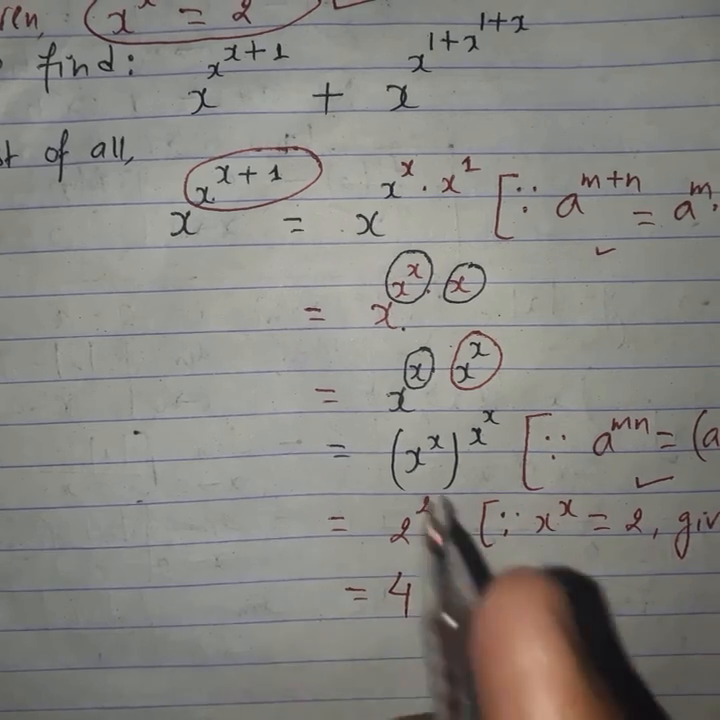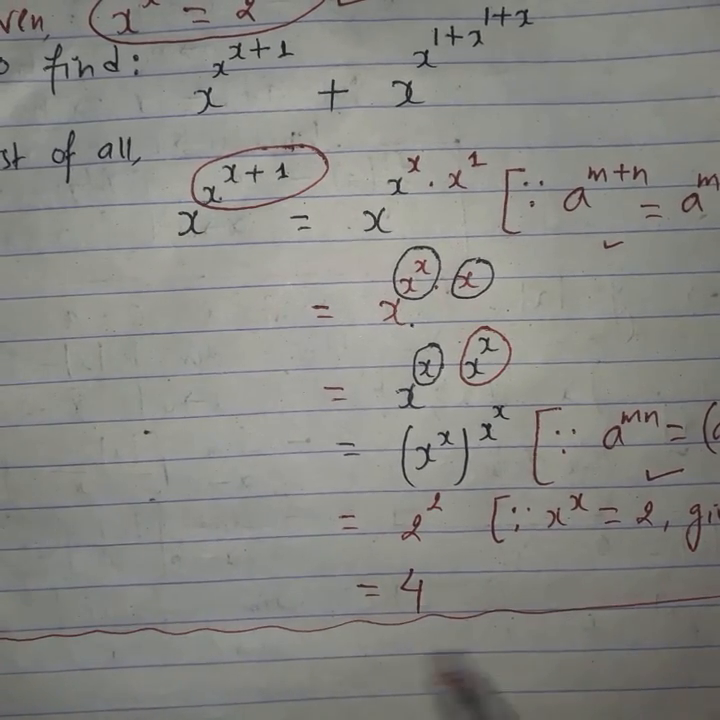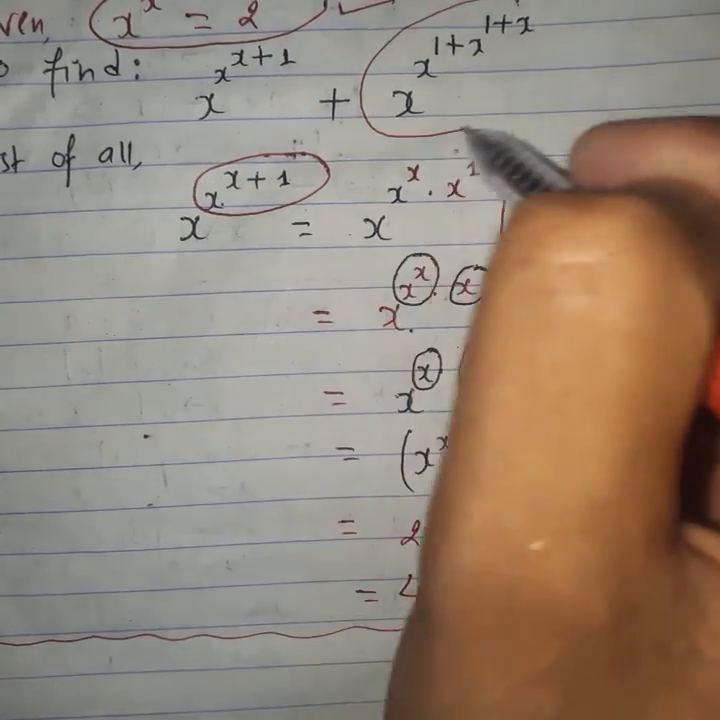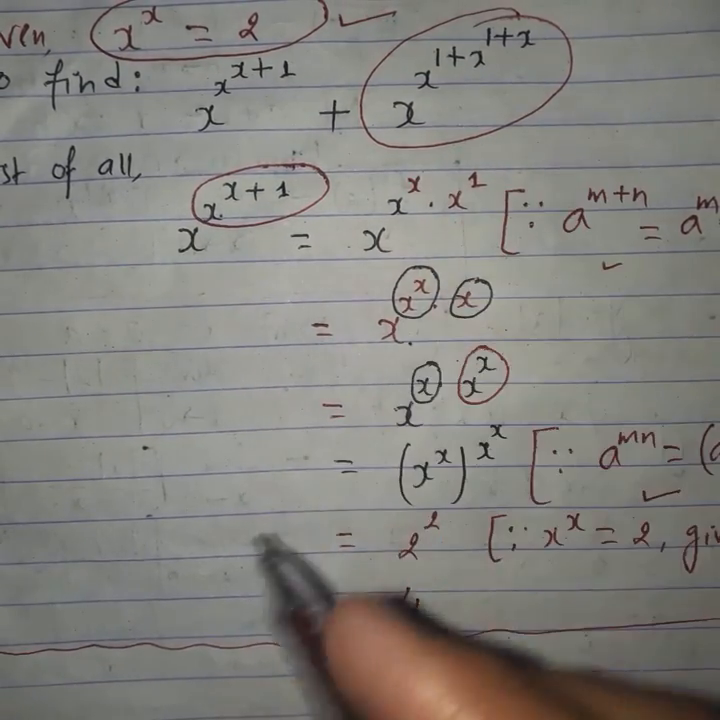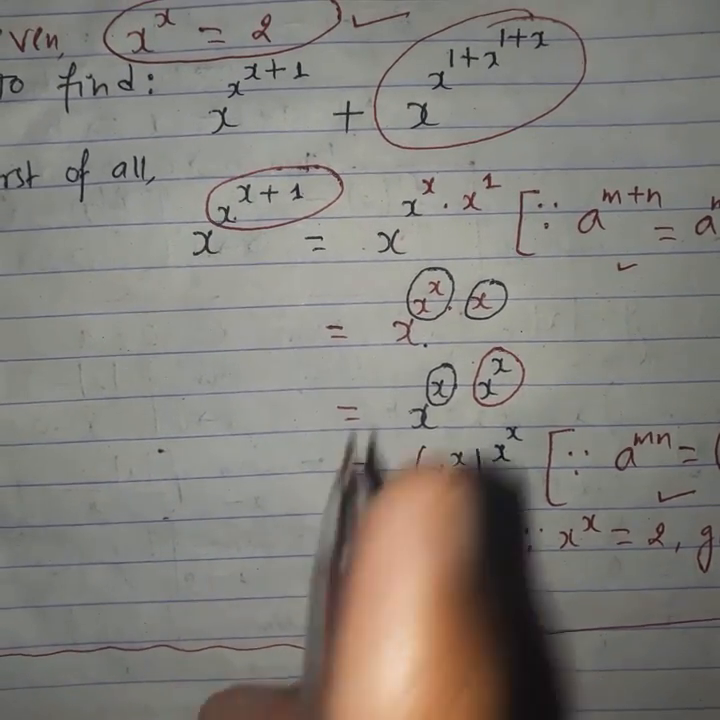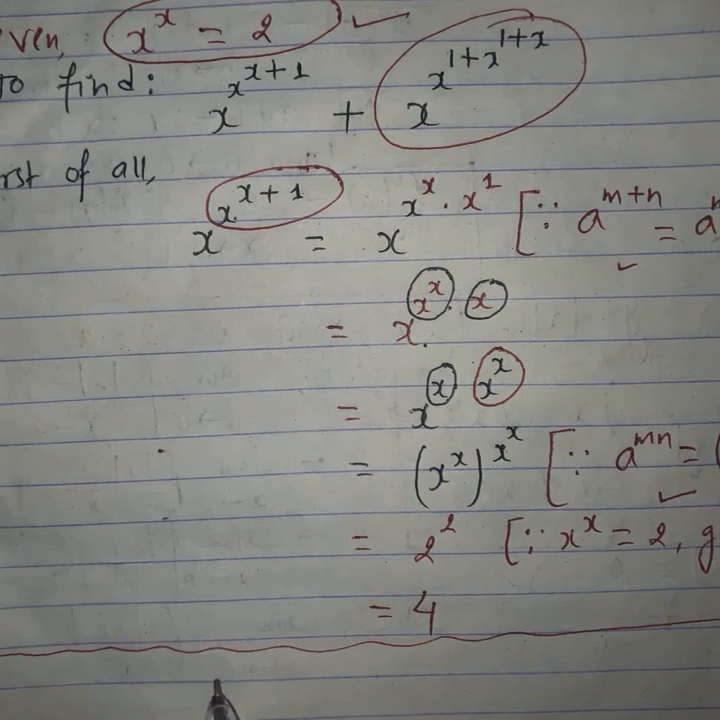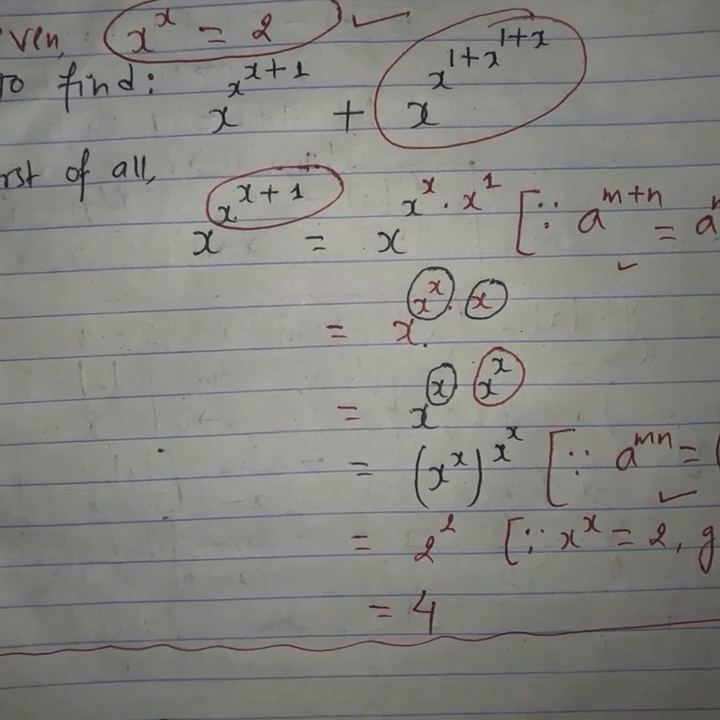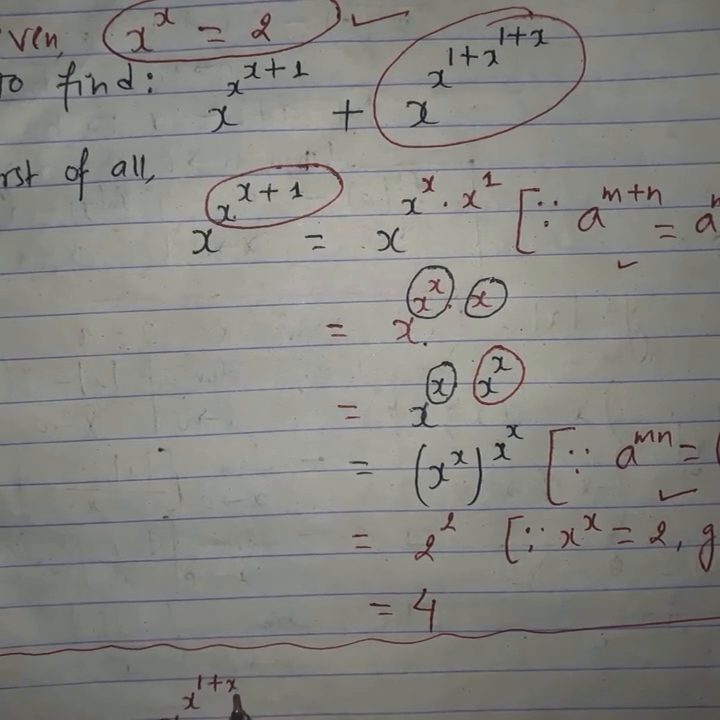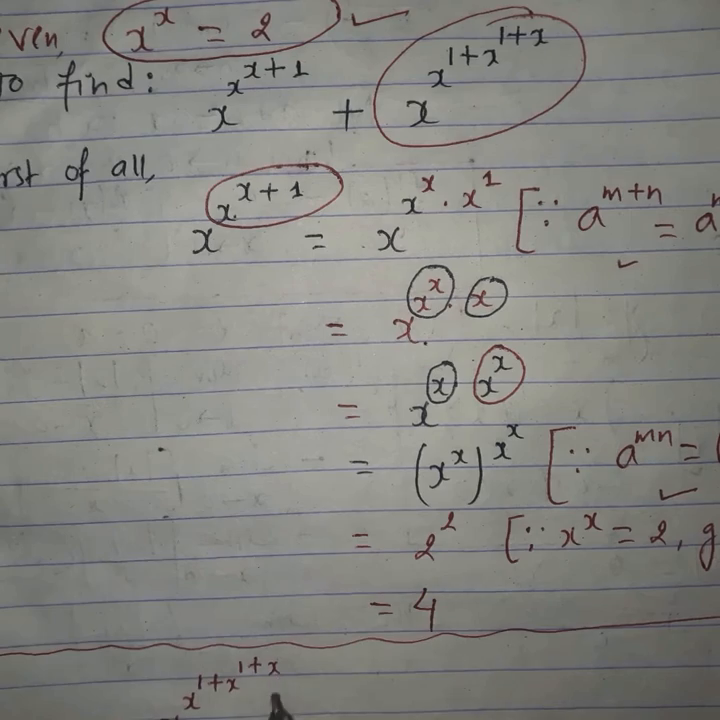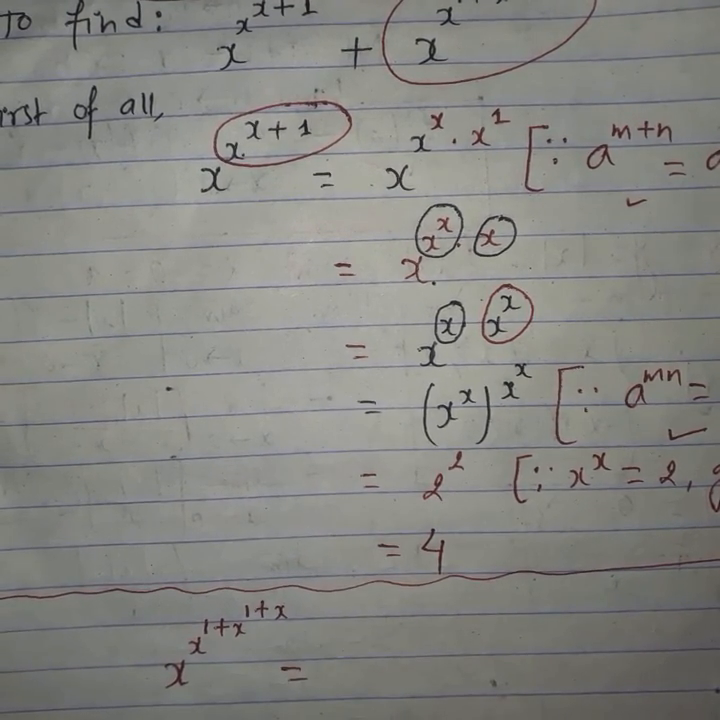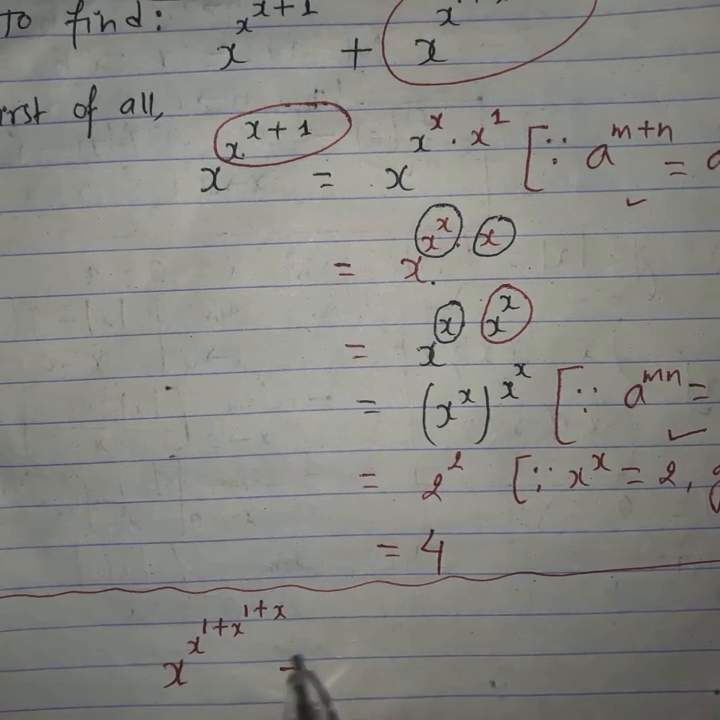Let's calculate the result of the second expression. The second expression is given here. Let me write it again. The second expression is x to the power of x, and this x again raised to the power of 1 plus x, and this x again raised to the power of 1 plus x. Here is the nested form. So let's calculate its value.